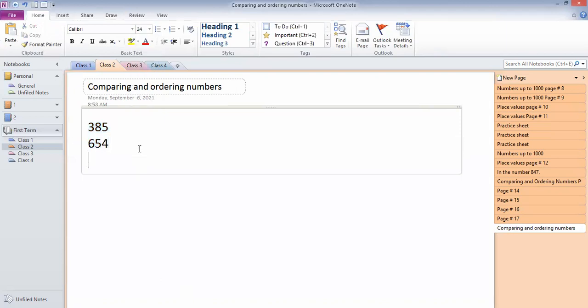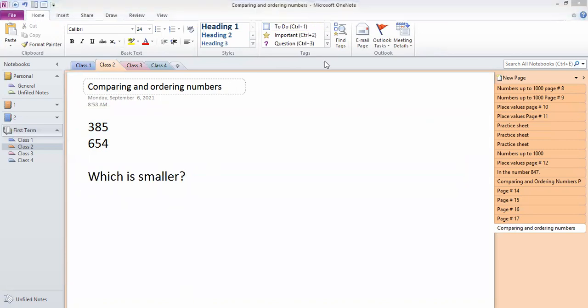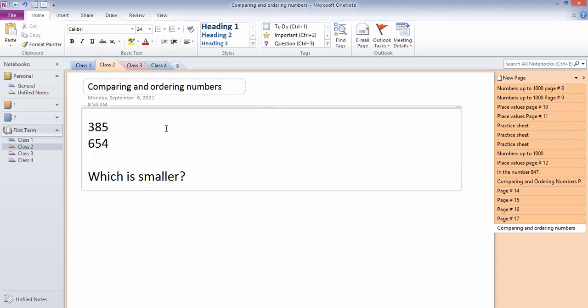And the question I ask you: which is smaller? In 385 and 654, which is smaller? Which number is smaller, 385 or 654? Some students are saying 385 is smaller, some are silent.